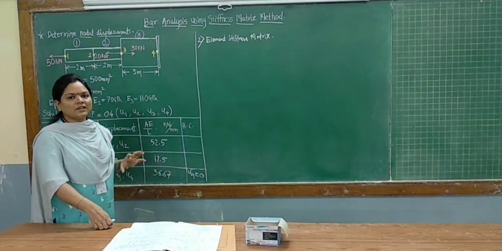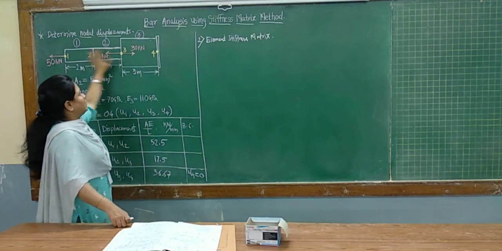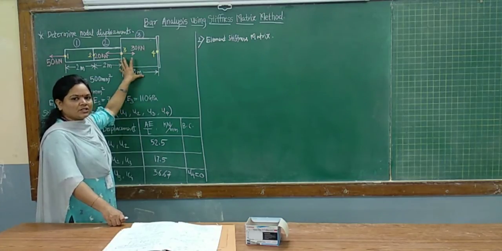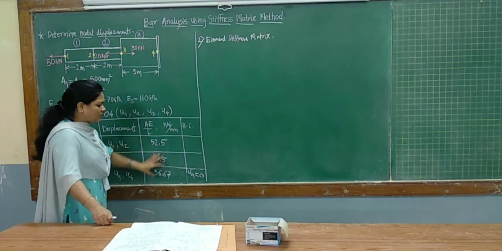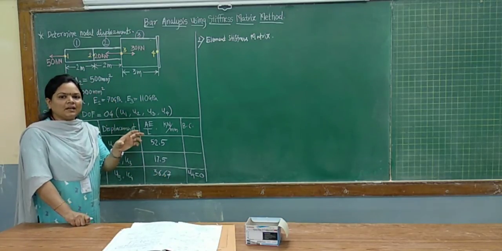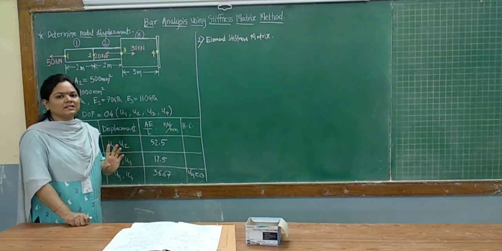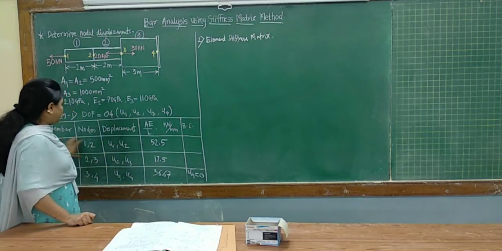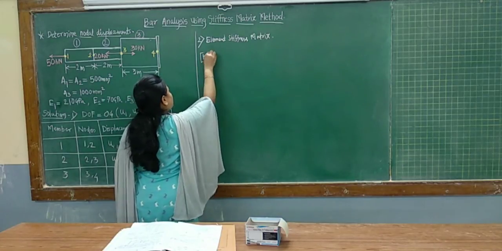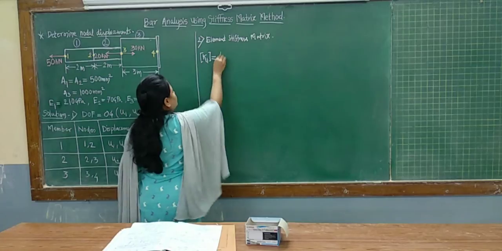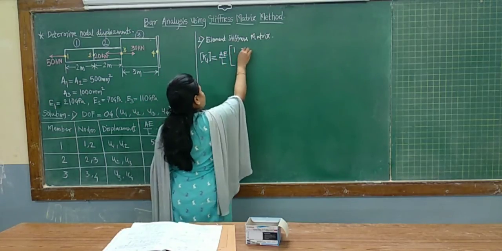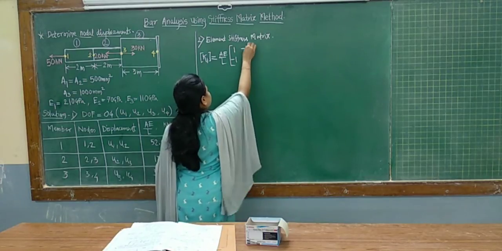So that standard stiffness matrix: this structure, if you see it as a combined whole, is called the global structure. But if you divide it into three parts, then for that single element you have to apply the standard stiffness matrix. So let us apply it for the first member. The stiffness matrix of the first member can be written as K1 equal to AE upon N, times the standard stiffness matrix 1 minus 1 minus 1 and 1.